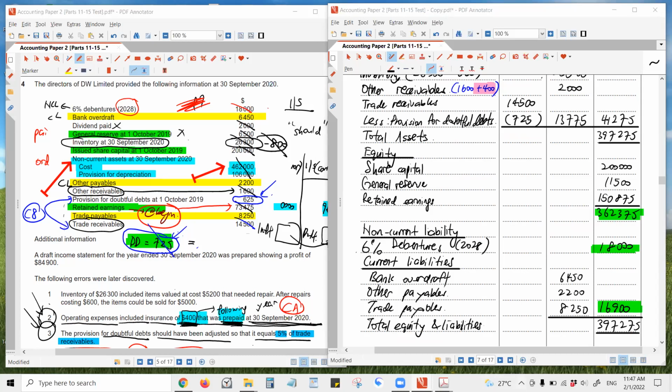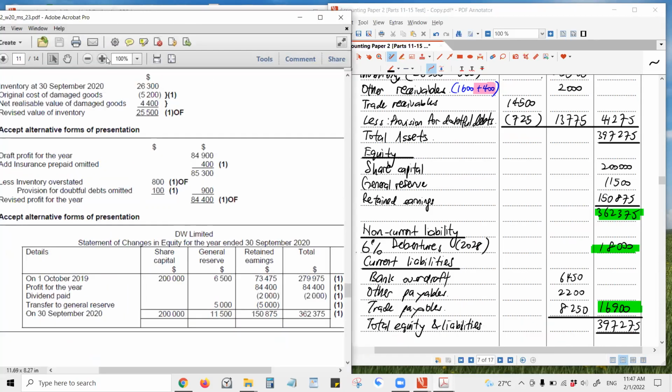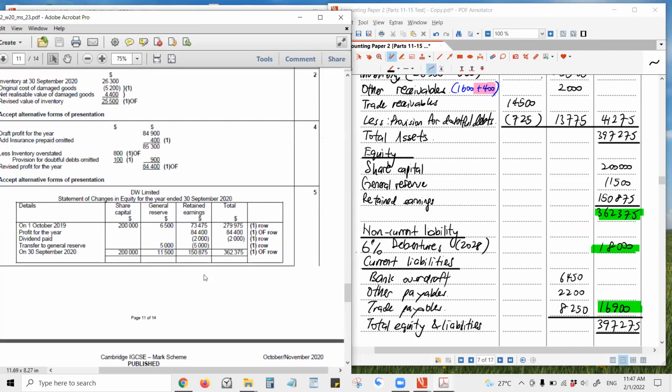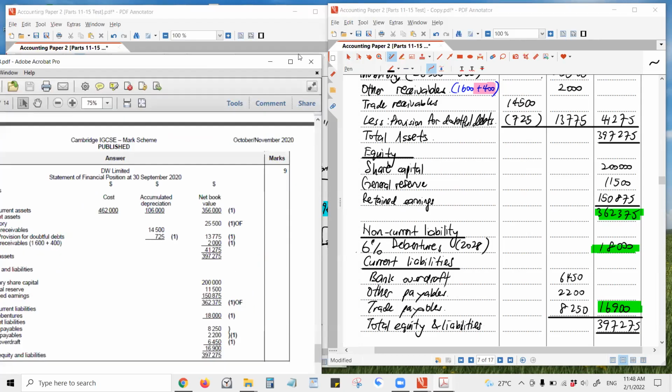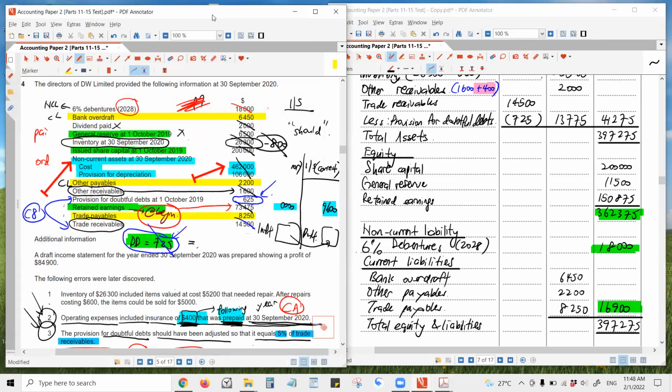Okay, so let's see the mark scheme again. Correct. Okay, 397,275, 397,275. Okay, so tricky thing in this question, must remember to put 400 here and provision for that, take the one at the year end, current year end. That's it. Okay, so finish. When you are done with your correction, let me know with the word done again. Then we move on together.